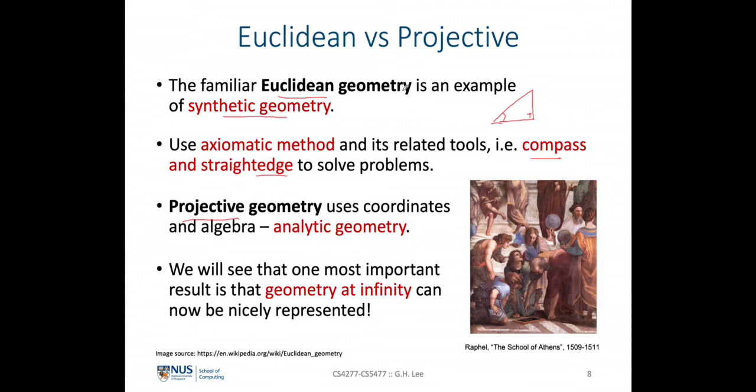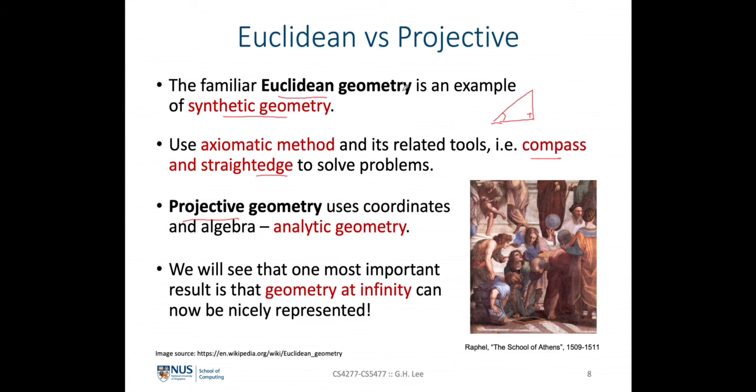Euclidean space is usually represented by Cartesian coordinates. And projective geometry, since it makes use of math, coordinates and linear algebra to describe and solve problems in projective geometry, we'll also call this analytical geometry.